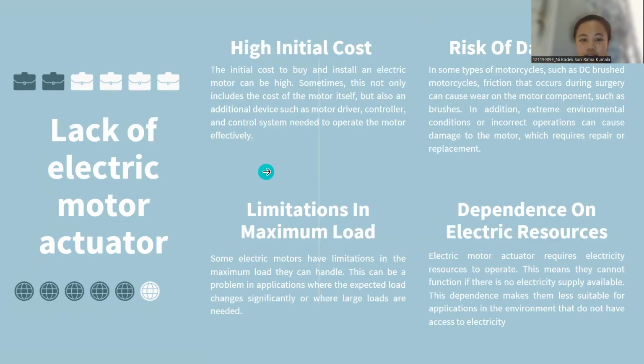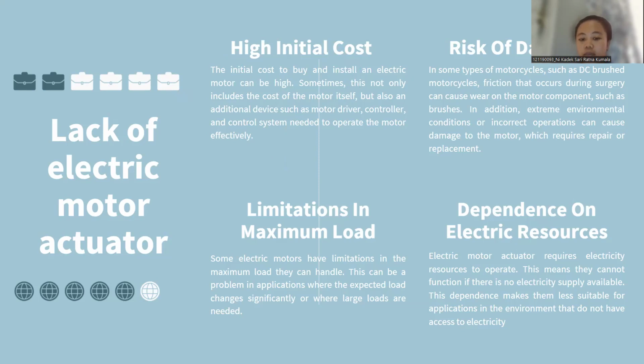Besides the advantages, the electric motor actuator also has disadvantages. There are high initial costs. The initial cost to buy and install an electric motor can be high. Sometimes this includes not only the cost of the motor itself, but also additional devices such as motor driver, controller, and control system needed to operate the motor effectively.